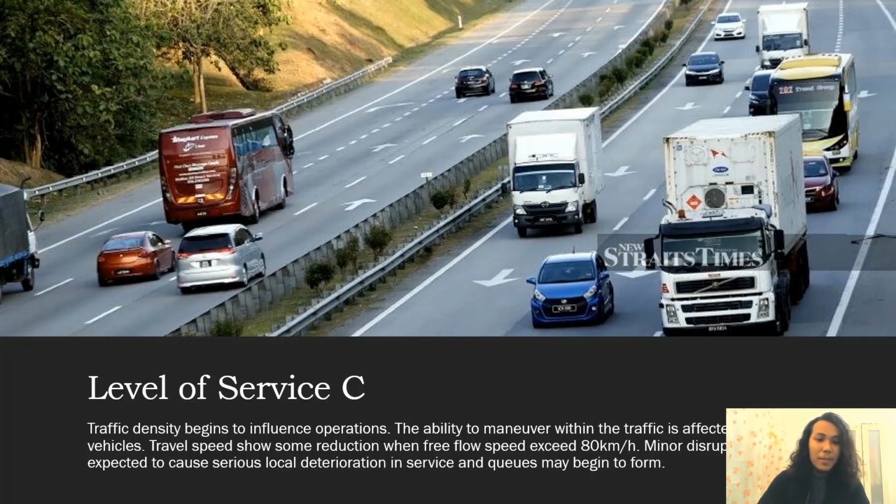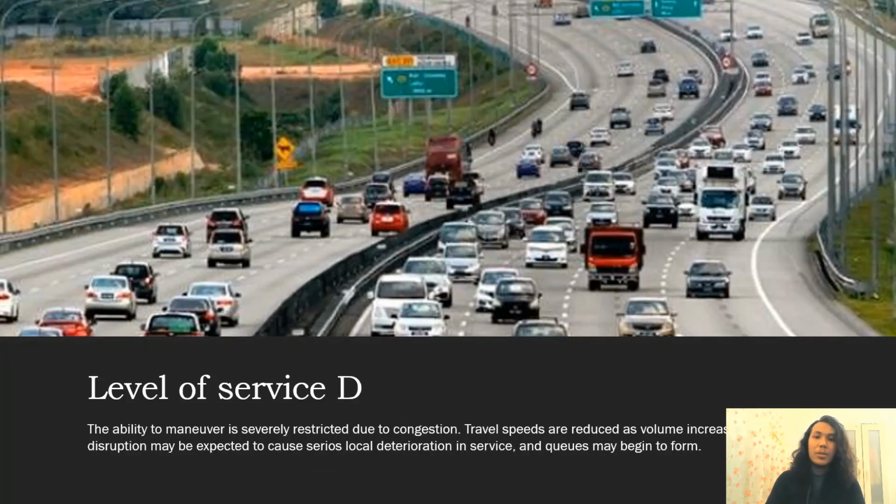Okay, so travel speed shows some reduction when free flow speed exceeds 80 km per hour, minor disruption may be expected to cause serious local deterioration in service and queues may begin to form. Maksudnya jalan dah makin banyak, so mungkin kereta akan mula beratur-beratur dan start nak kena slow down. Okay, seterusnya level of service D. Sama juga gambar dia, makin banyak kereta.